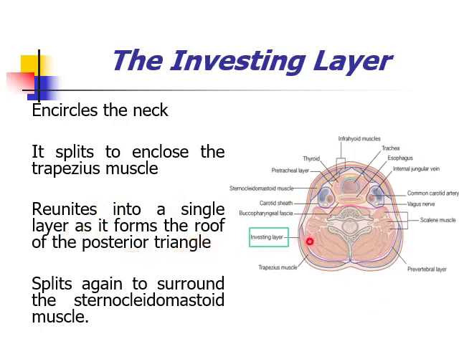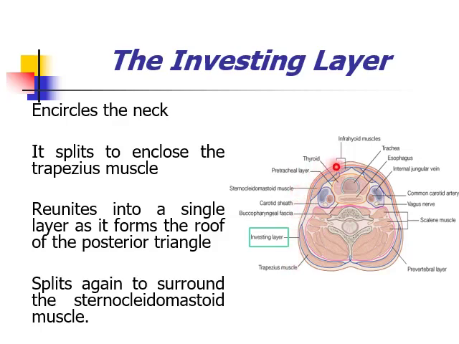The split part of the investing cervical fascia reunites into a single layer and forms the roof of the posterior triangle. The posterior triangle is an area of the neck just behind the sternomastoid. So if this is the sternomastoid and this is the split layers of the investing cervical fascia uniting together on their way to split again to include the trapezius, at the area in between both the sternomastoid and the trapezius, these two fused layers form what we call the roof of the posterior triangle.